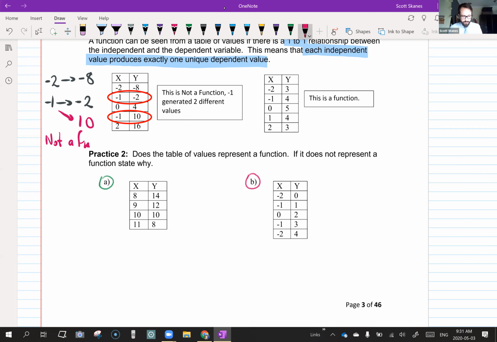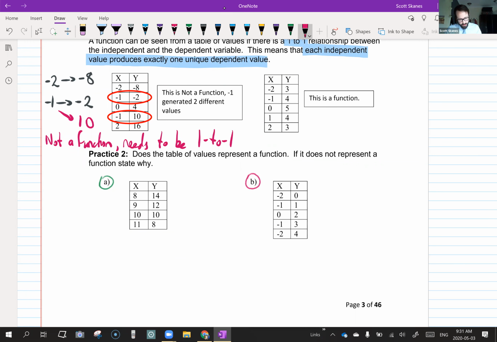The reason it's not a function is it needs to be 1-to-1. I'll write that down. Needs to be 1-to-1. What it means is one input gives one unique output.